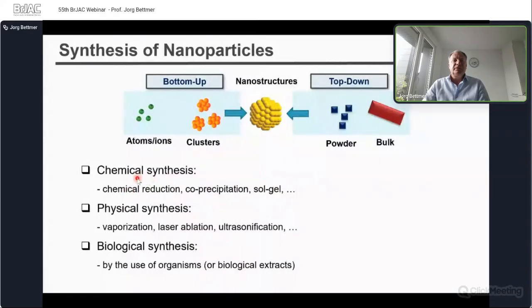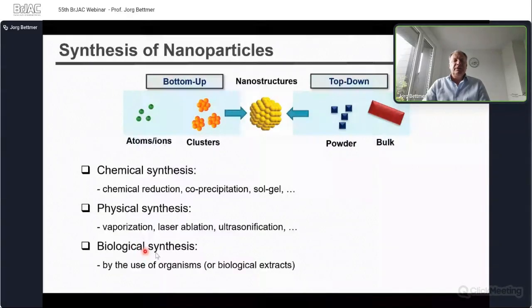We have possibilities to synthesize these nanoparticles by chemical reduction, co-precipitation, sol-gel methods. But if we look at the top-down approaches, we usually use physical synthesis, for example, by laser ablation or ultrasonification, in order to reduce the size during the production of the nanomaterials.